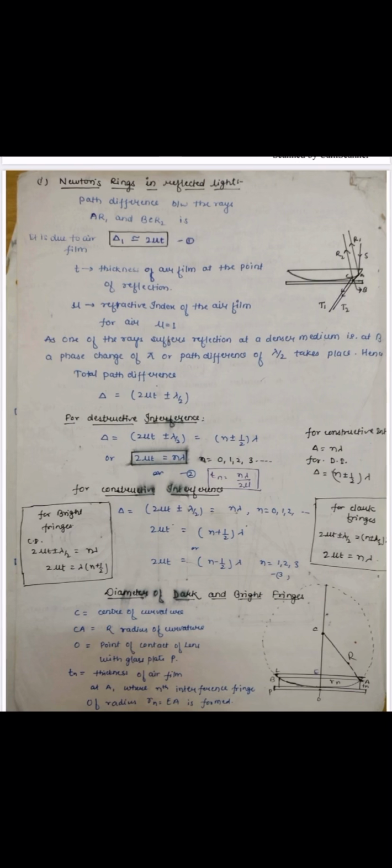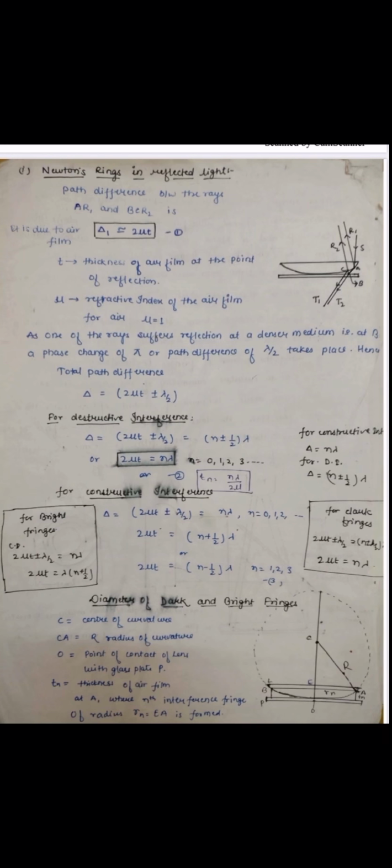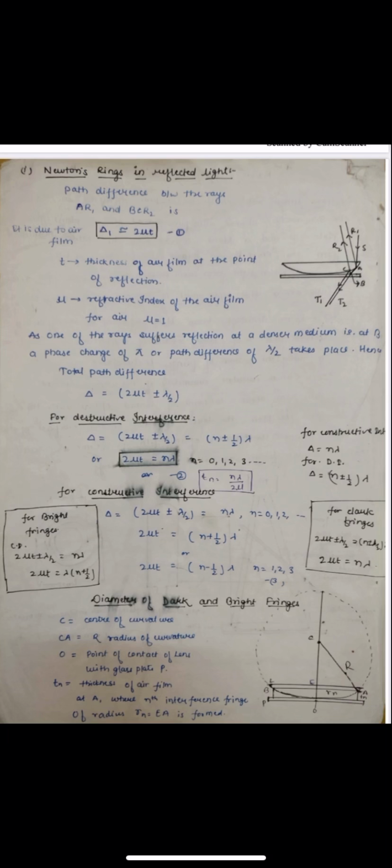So the next topic is Newton's rings in reflected light. You can see the diagram for the reflected light. First of all, we have to consider the path difference between the rays R1 and R2. I will explain this diagram on board in my next lecture. The path difference between the rays AR1 and BCR2.